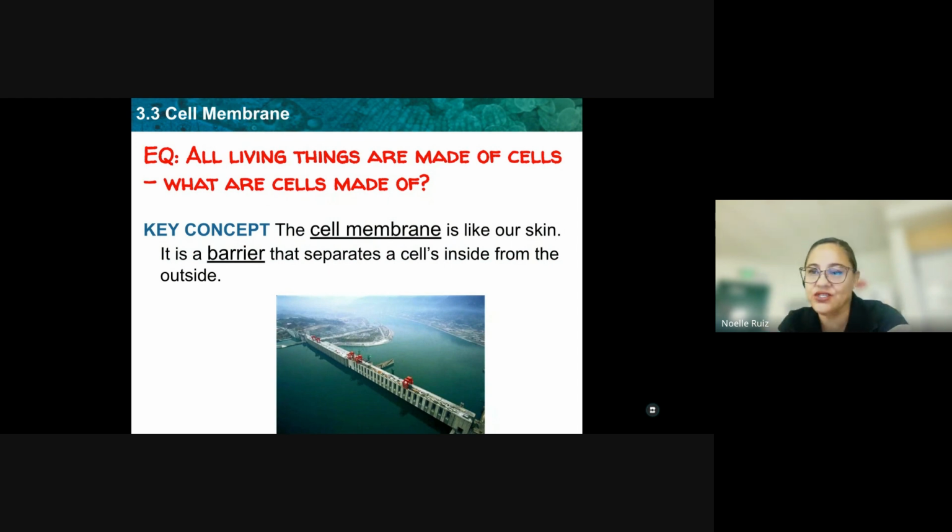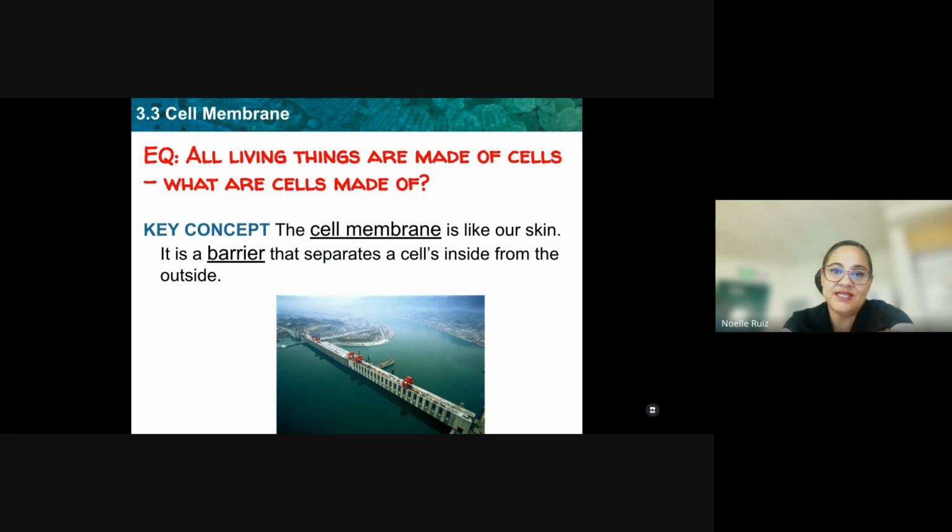So our essential question changed a little. Last week and the week before, it was: what kind of cells are we made of? What kind of cells are out there? Today, all living things are made of cells. We know that. We talked about the cell theory. We talked about the different types of cells that are out there. But what are cells made of? So the cell membrane is our focus today.